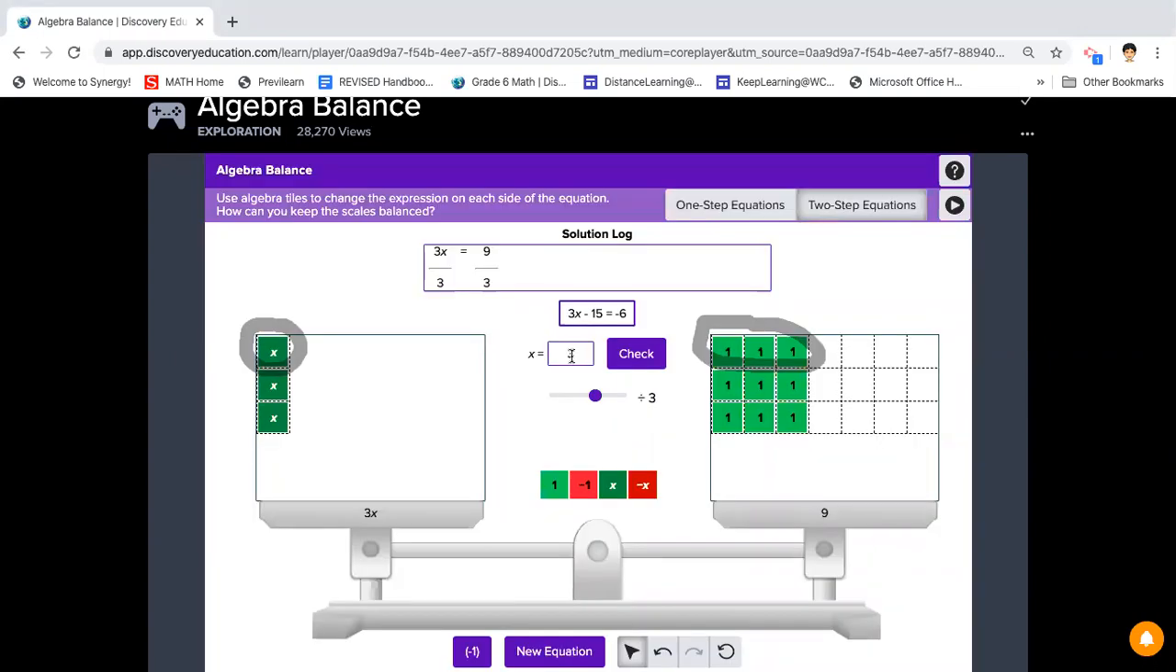I can also check the left side of the pan balance, 3 times 3, by substituting my x for 3. 3 times 3 is 9, minus 15 would give a pile of negative 6 on the left, which would also be equivalent to negative 6 on the right.